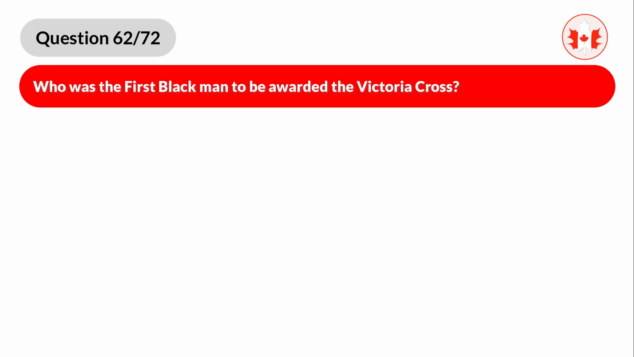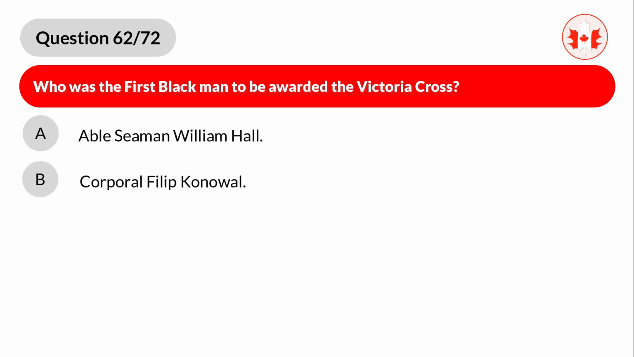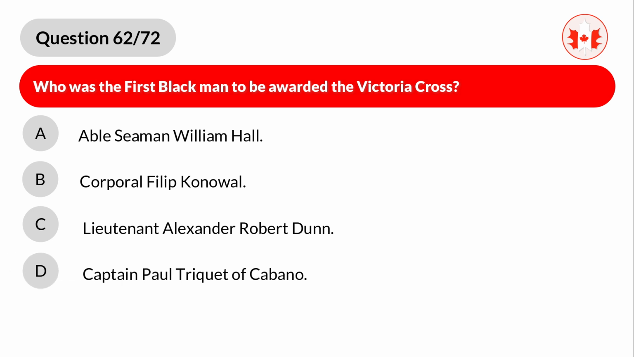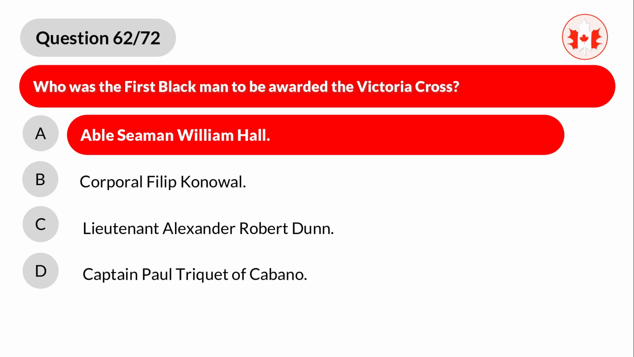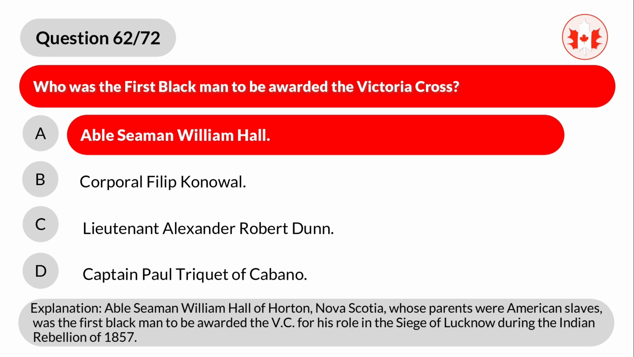Question 62. Who was the first black man to be awarded the Victoria Cross? A. Able Seaman William Hall. B. Corporal Philip Connaught. C. Lieutenant Alexander Robert Dunn. D. Captain Paul Triquet of Cabano. The correct answer is A. Able Seaman William Hall. Explanation: Able Seaman William Hall of Horton, Nova Scotia, whose parents were American slaves, was the first black man to be awarded the VC for his role in the Siege of Lucknow during the Indian Rebellion of 1857.